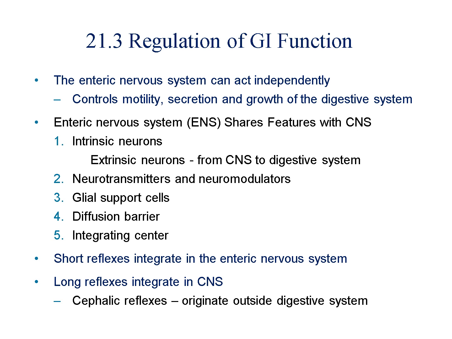It contains intrinsic neurons that function within the digestive tract, as well as extrinsic neurons, which connect the central nervous system to the digestive system. Additionally, it utilizes neurotransmitters and neuromodulators to regulate digestive processes, relies on glial support cells similar to those found in the brain, and maintains a diffusion barrier that protects its environment. The enteric nervous system also acts as an integrating center, allowing it to process sensory information and generate appropriate responses without direct input from the brain.